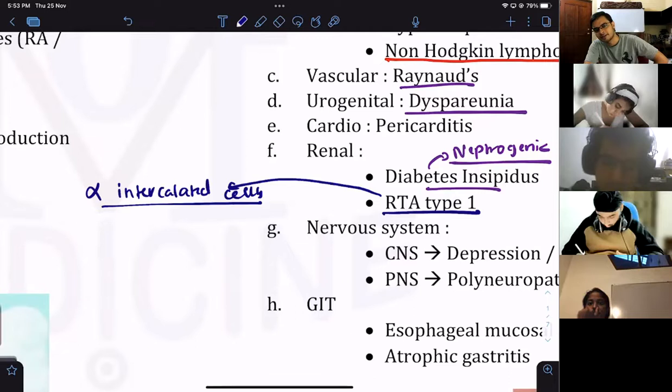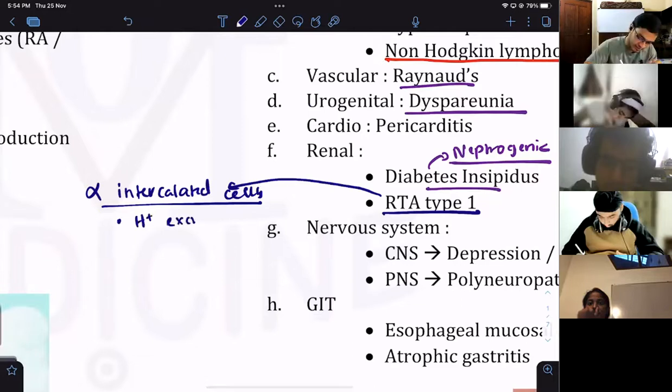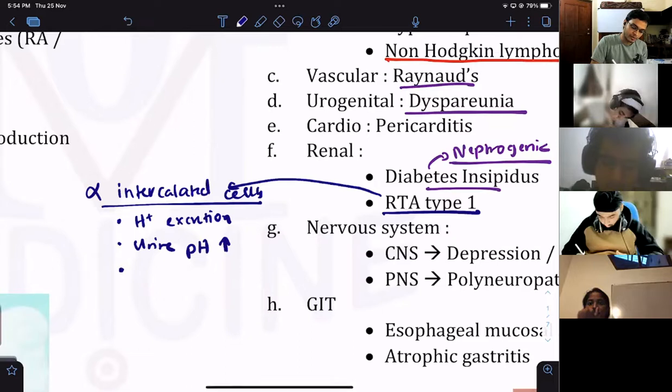In alpha intercalated cells, there is a problem, especially in the distal nephron. There is a problem with hydrogen excretion, H plus excretion. So H plus is not put into the urine. H plus stays and builds up. It is not lost with urine. So urine pH increases; the urine becomes more alkaline, while in our serum, the pH reduces. That is what we call a metabolic acidosis. There is no carbon dioxide problem there, so it's metabolic, not respiratory.